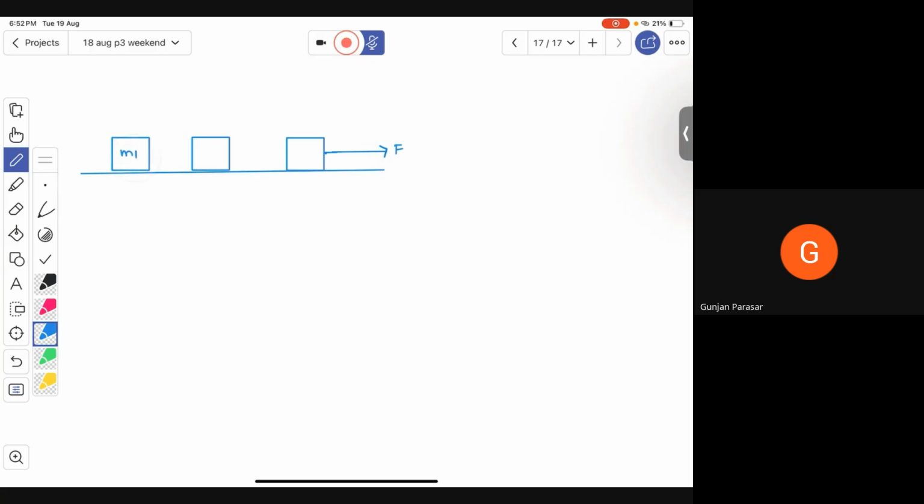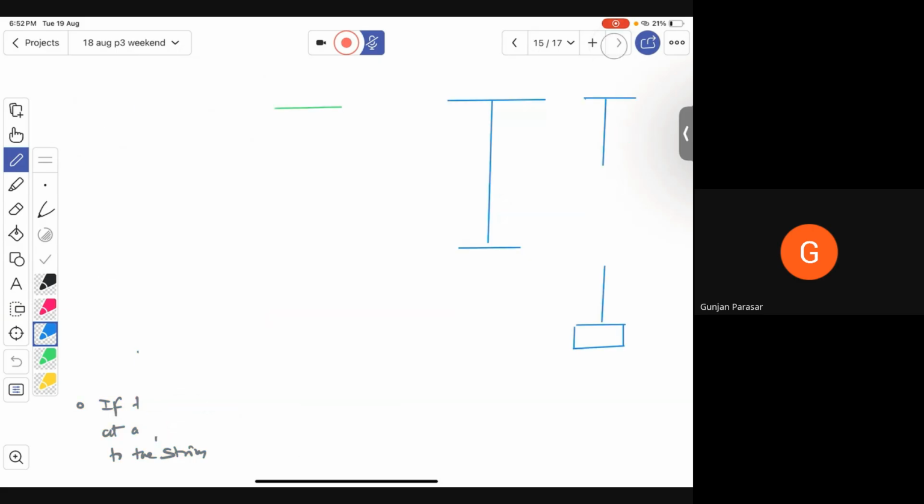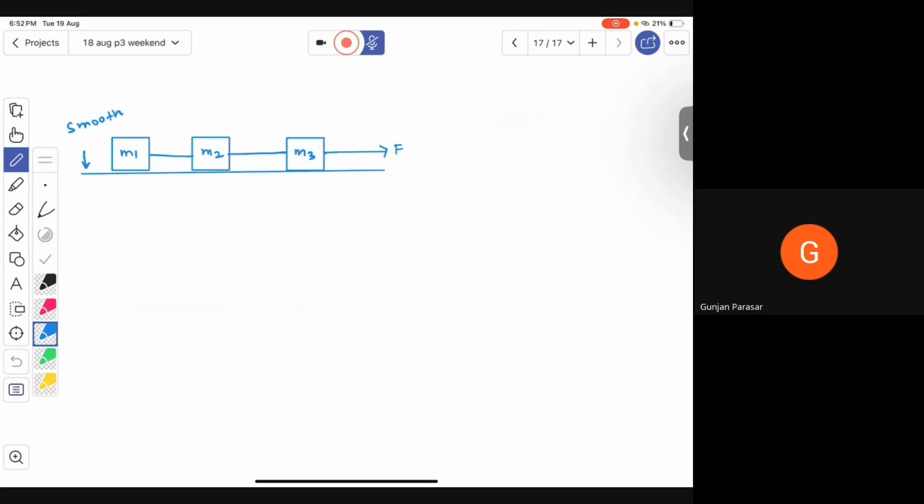Suppose I have three blocks connected by ideal string, like a train or something, and being pulled with force F on a smooth horizontal surface, and we have to find it. It's kind of the same as this question. You see, three guys moving together, but the force acting between them is the normal contact force. Here also three guys moving together, but the force between them is the tension, the string force. Otherwise, kind of the same. So find the tension in each string. Every string is ideal.